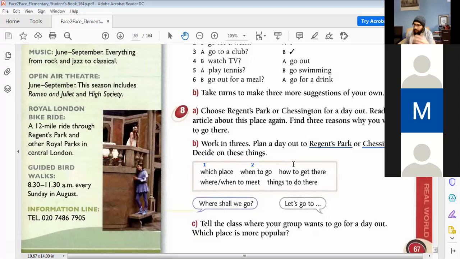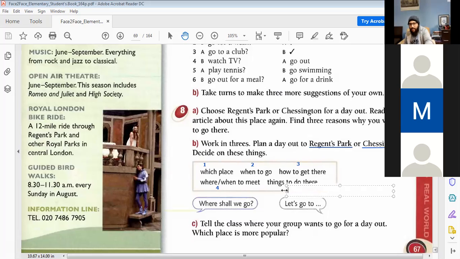Then you can agree when to go. So you can ask a question, when shall we go? Or what time shall we meet? You can ask about how can we get there? How can we get there? We can get there by bus, we can get there by car. If you have a place where you will meet before leaving, where shall we meet? And then you can talk about what can we do there.